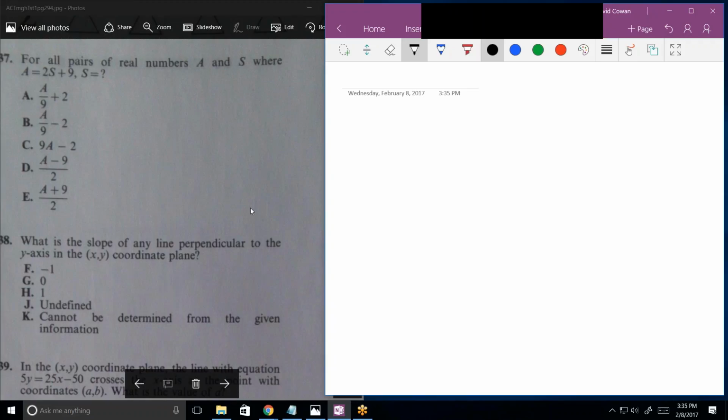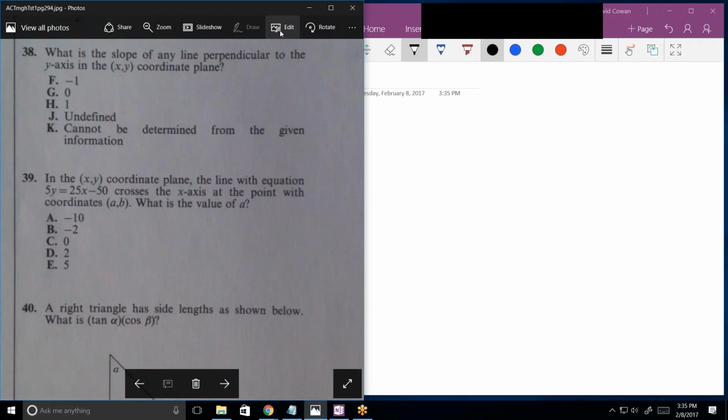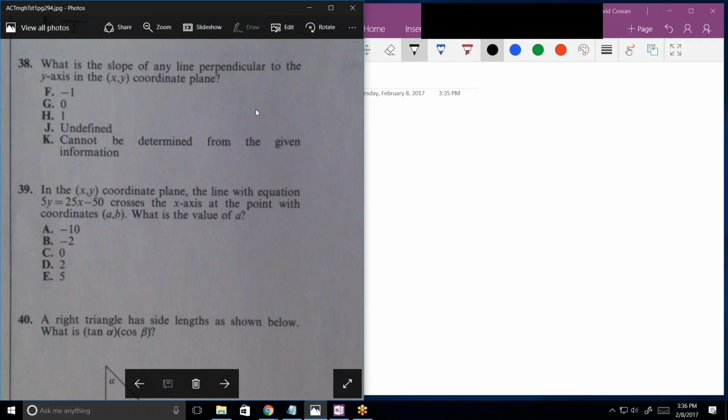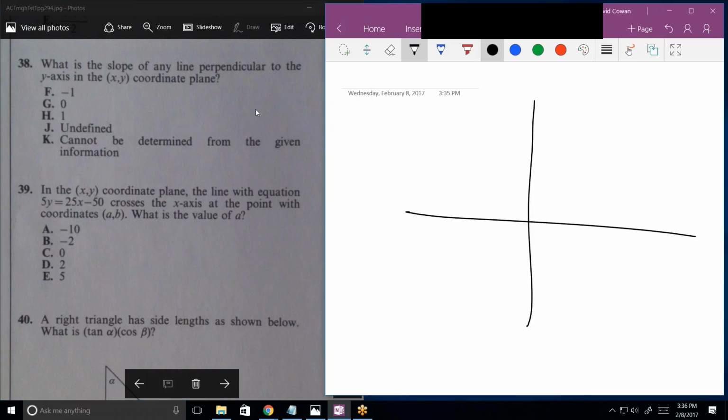What is the slope of any line perpendicular to the y-axis in the xy coordinate plane? The slope of any line perpendicular to the y-axis, so there's a line perpendicular to the y-axis. Oh, slope would be 0, right? Because if it's perpendicular, it doesn't rise or drop.